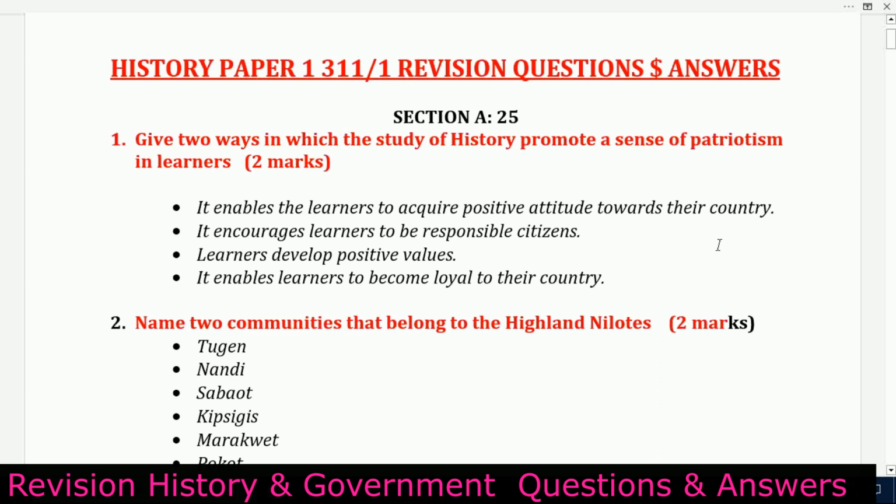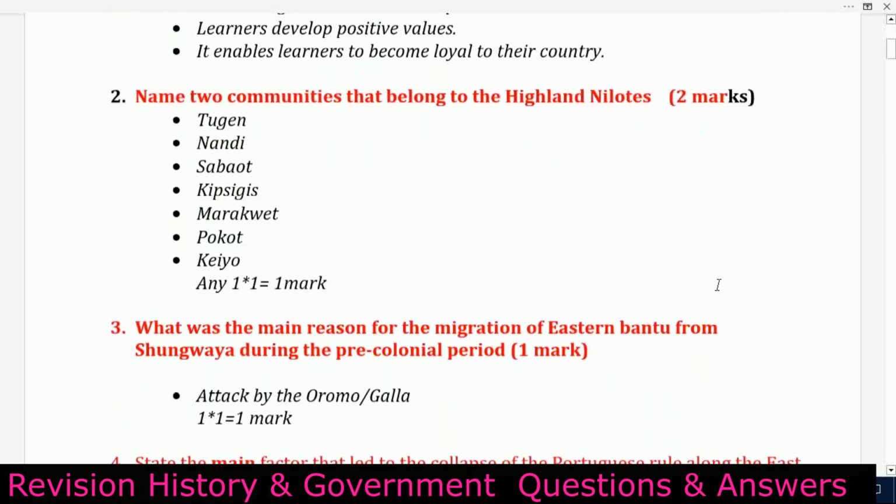Question number 1, you are told to give 2 ways in which the study of history promotes a sense of patriotism in learners. Number 1, it enables the learners to acquire a positive attitude towards their country. So that is what history does to the learners. Number 2, it encourages learners to be responsible citizens. Number 3, learners develop positive values. Number 4, it enables learners to become loyal to their country. Let's go to question number 2.